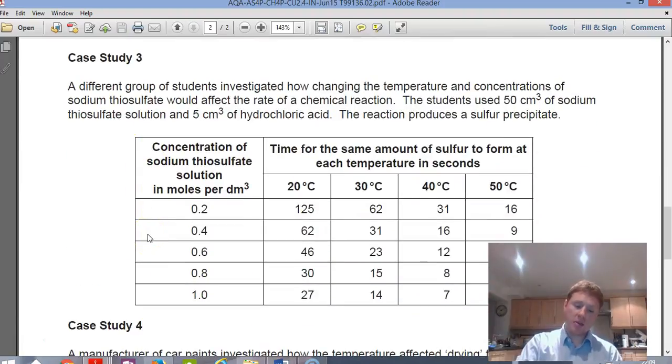Case study 3. Oh, case study 3 is a bit funny. It's got temperature, so you can do it, but it's also changed concentration. But let's just look at one concentration. So at 0.2 moles per decimetre cubed, as the temperature increases, the time decreases. 0.4, same thing, same thing, same thing. So for all concentrations, as the temperature increases, the time decreases.